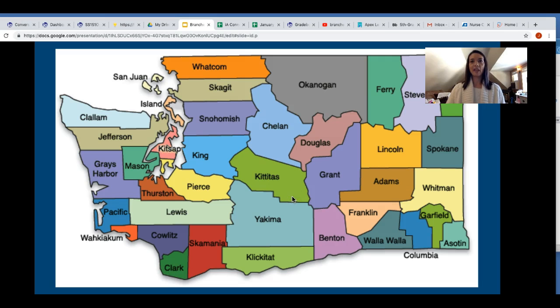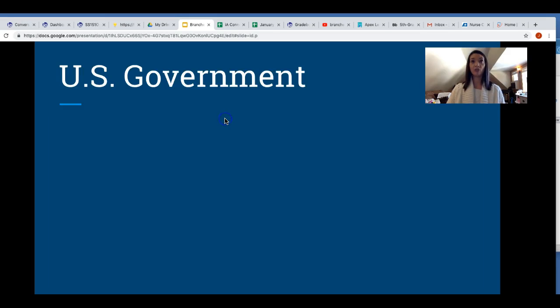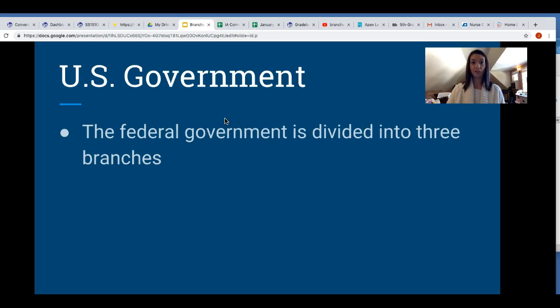Next slide. Now, this is a map of Washington, and it shows all of the counties of Washington, okay? Now, each county has a county seat, and even though it doesn't have the county seats, each one of these is representing local government, okay? So remember, we have the federal government, we have state government, and we have local government. Now we're going to get into the branches of government, okay?